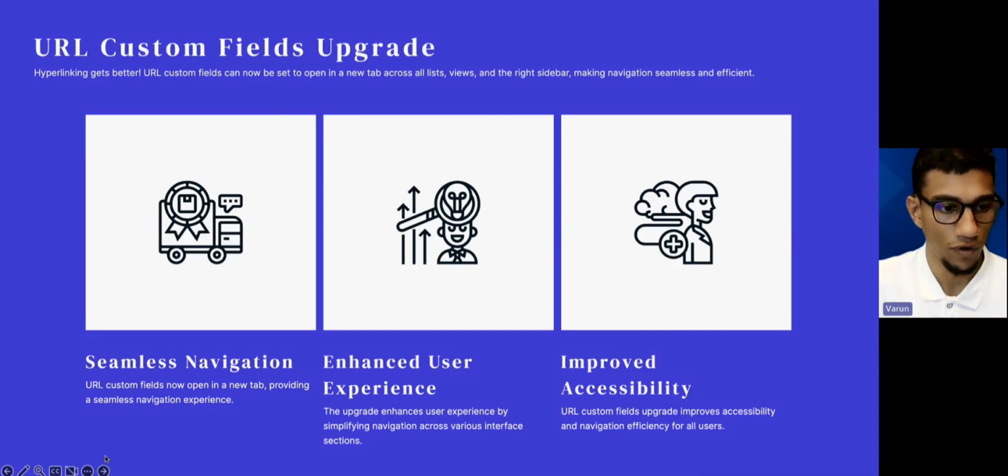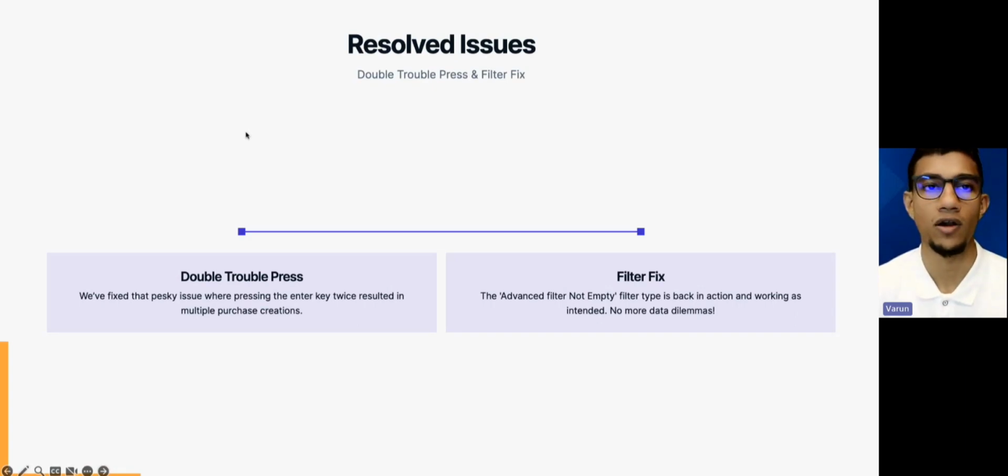Okay, moving forward into some of our resolved issues. These are some issues that are really unique and some funny issues also. So, double trouble press and filter fix. Double trouble press: we've fixed that pesky issue where pressing the enter key twice resulted in multiple purchase bill creation. Okay, let me just explain the situation here.